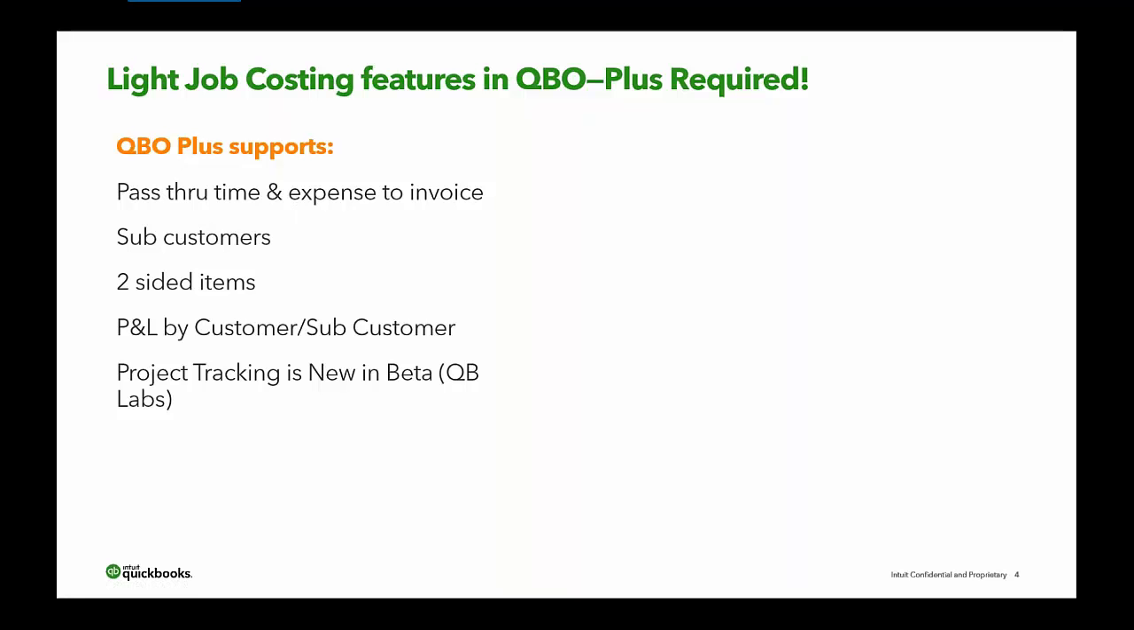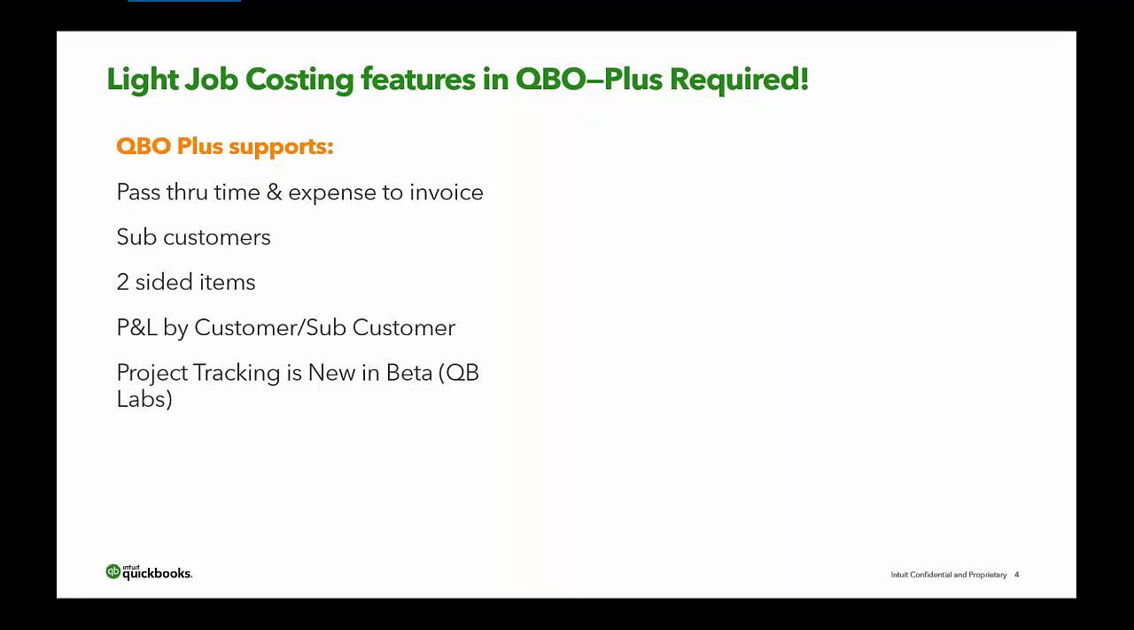So QBO Plus supports passing through time, expense, and material to an invoice. We'll look at that. I'll do that. We'll talk about sub-customers, and then two-sided items. That's my sleeper hit, my favorite sleeper hit for QBO Plus over Essentials, right? You need an item to hit two sides, revenue and COGS. And that's where Plus comes into play.